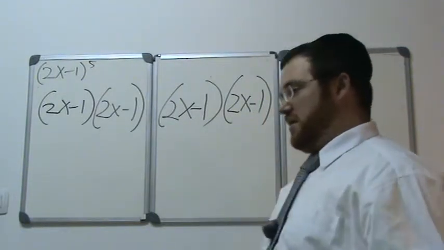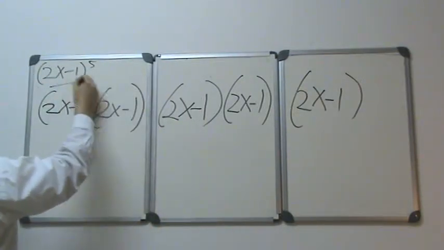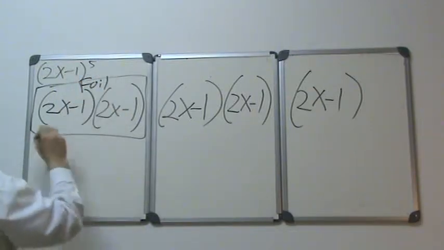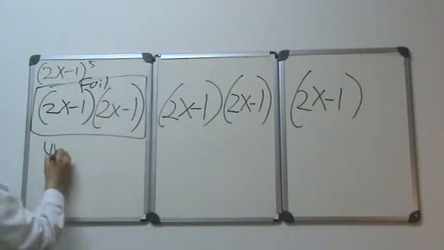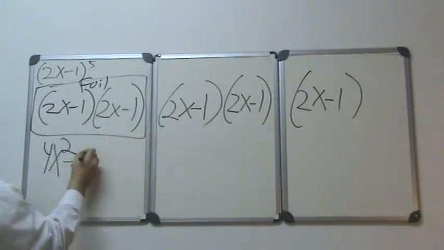And if you work this all out, you'll see, first we're going to take the first two, and we're going to do FOIL. First, outer, inner, last. 2x times 2x is 4x squared. Outer, 2x times negative 1 is negative 2x.